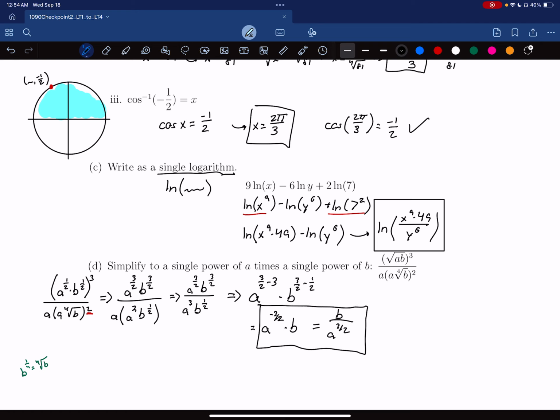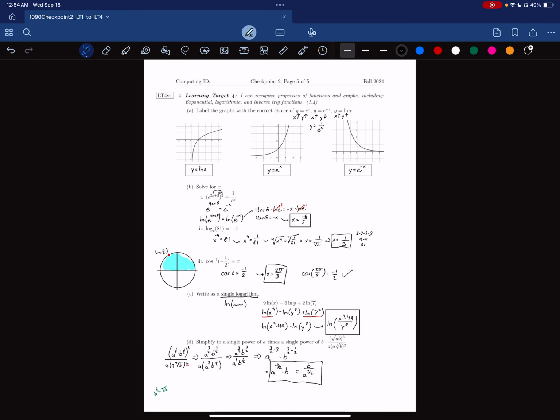All right, so that is learning target 4 for our second checkpoint. All these answers match up with the answer key, but I was hoping to just provide some explanations and strategies that helped me in the class a couple years ago.